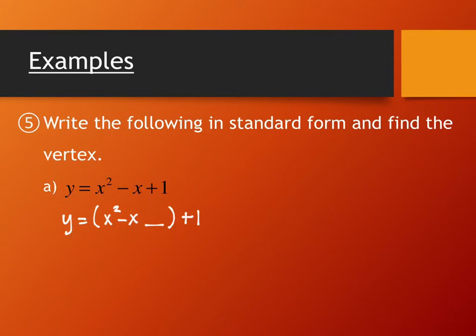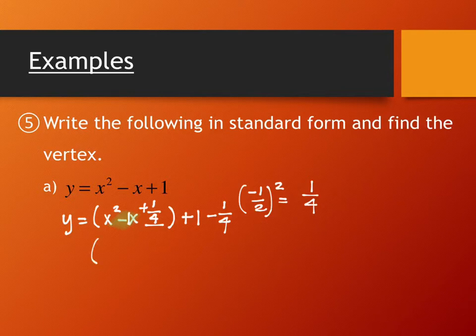And I need a value using this number, and it's not written in there, but it's a -1. So my key value is to take the middle value, that -1, divide by 2, and square it. So what is -1 divided by 2? It's -1/2, right? What is -1/2 squared? 1/4. So I add the 1/4 on the inside, and I compensate by subtracting the 1/4 on the outside.